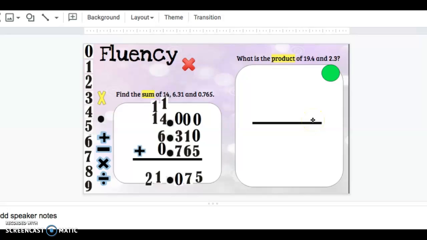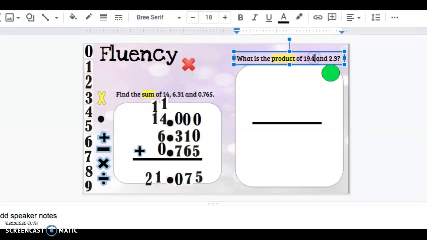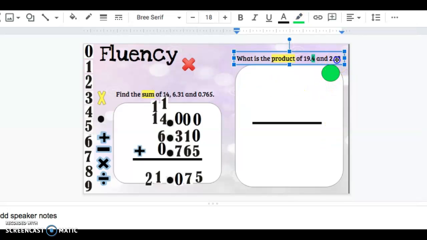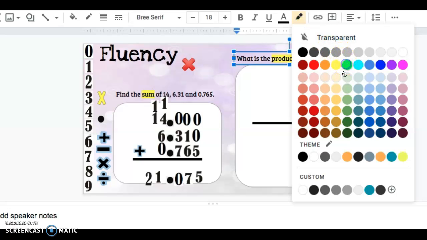so we can do a good job on our writing on Friday. So your first thing that you do when you are finding the product is you count how many numbers are behind the decimal point. So I'm looking here and I see a 4 that's behind the decimal point, and I see a 3 that is behind the decimal point.